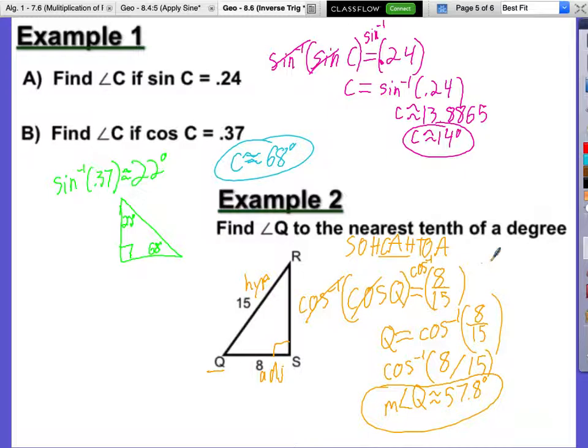Can't we just put 15? No. It said nearest hundredth degree. If it said nearest degree, then sure. But it doesn't.